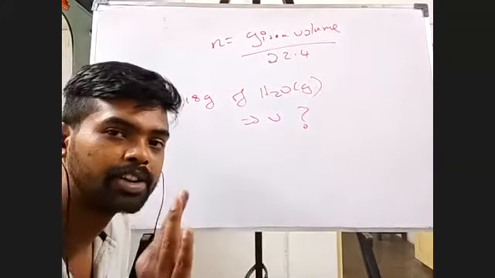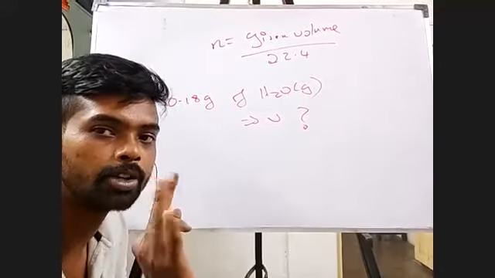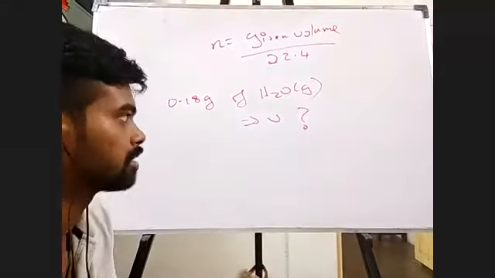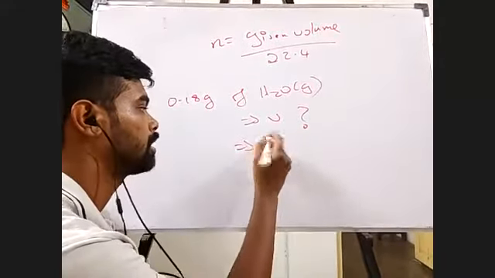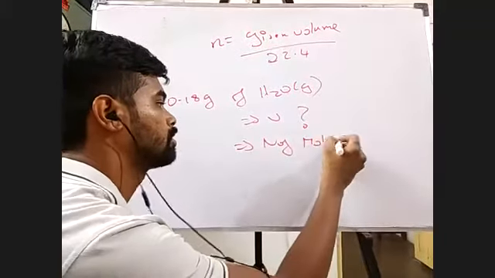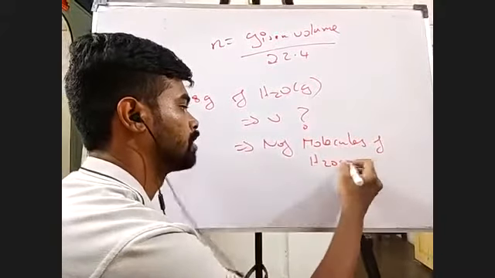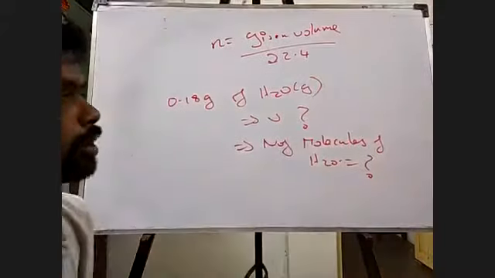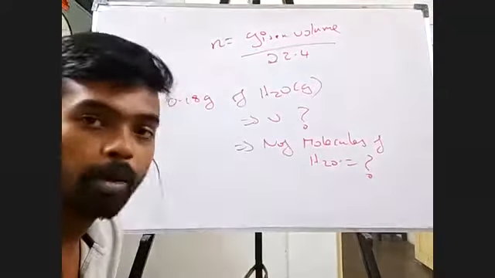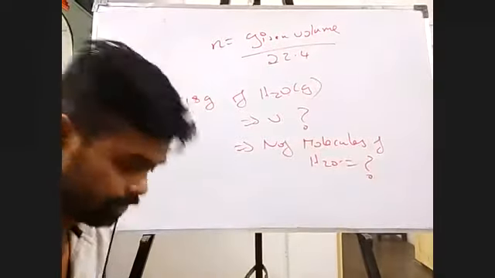Now we have three definitions, isn't it? In terms of mass, in terms of number of particles, in terms of volume. All the three can be put together, right? Now you can answer this question also. How many number of molecules of H2O? I also want to know the volume occupied by this much amount of gas, and the number of molecules of H2O present in this 0.18 grams of H2O. Quickly tell me the answer.